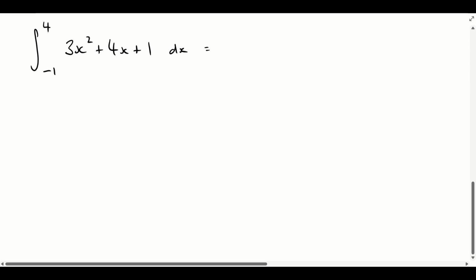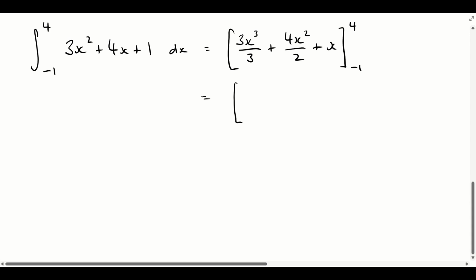Well, again, I integrate this thing, or I anti-differentiate it, so I get 3x cubed over 3 plus 4x squared over 2 plus x. And I don't need my plus c because it's going to cancel out, and I do this from minus 1 to 4. Well, if I just simplify that integral first, I'm just left with x cubed plus 2x squared plus x.